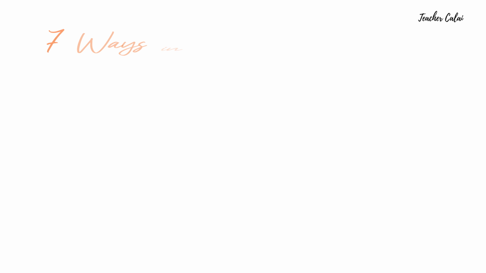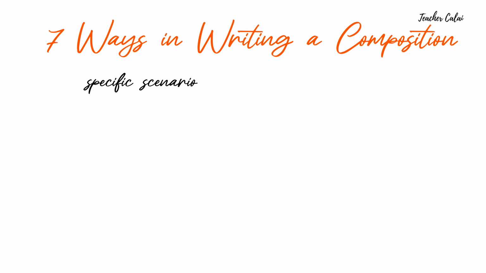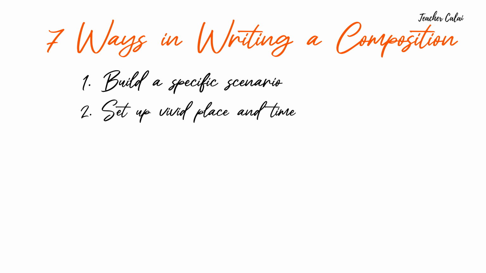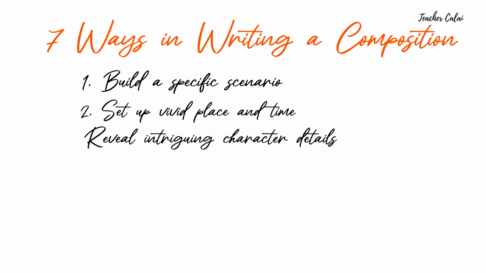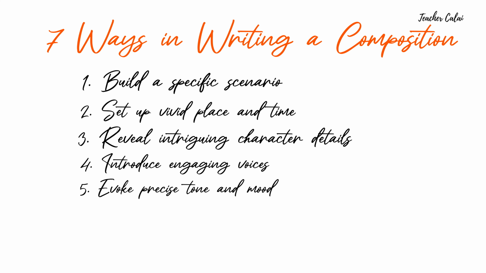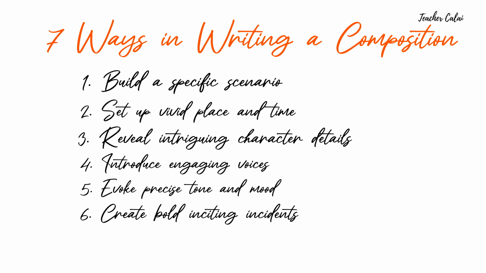If you wish to write a composition in a story, remember these 7 ways. First, build a specific scenario. Second, set up vivid place and time. Third, reveal intriguing character details. Fourth, introduce engaging voices. Fifth, evoke precise tone and mood. Sixth, create bold, inciting incidents. And last, introduce important conflict.